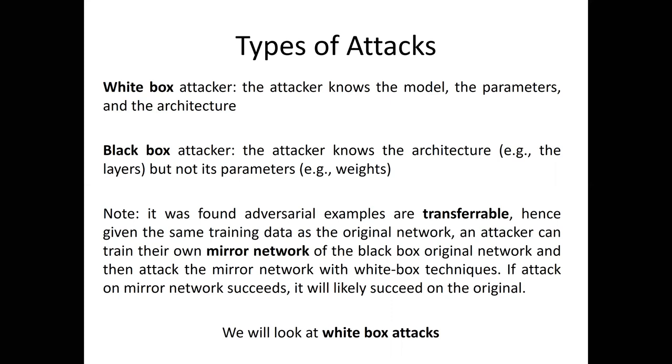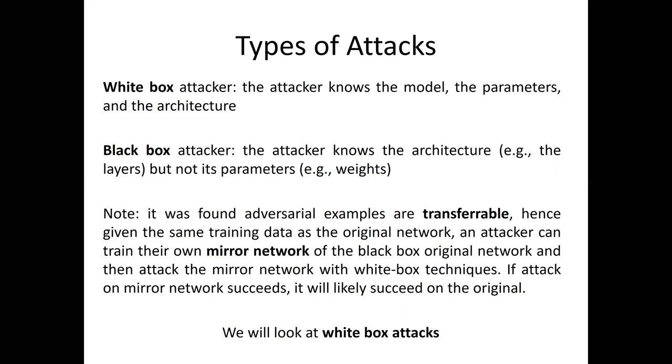With a black box attacker, the attacker may know the architecture. It may know that we have an affine layer followed by a sigmoid layer followed by a ReLU or some other combination, but they may not know the weights. They may not know the parameters of the network at all. Just a note to keep in mind: what's interesting is that adversarial examples are transferable.